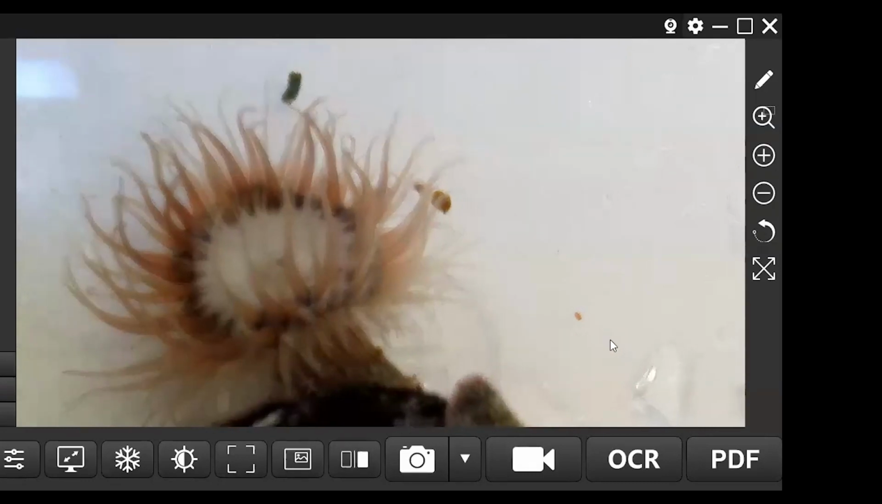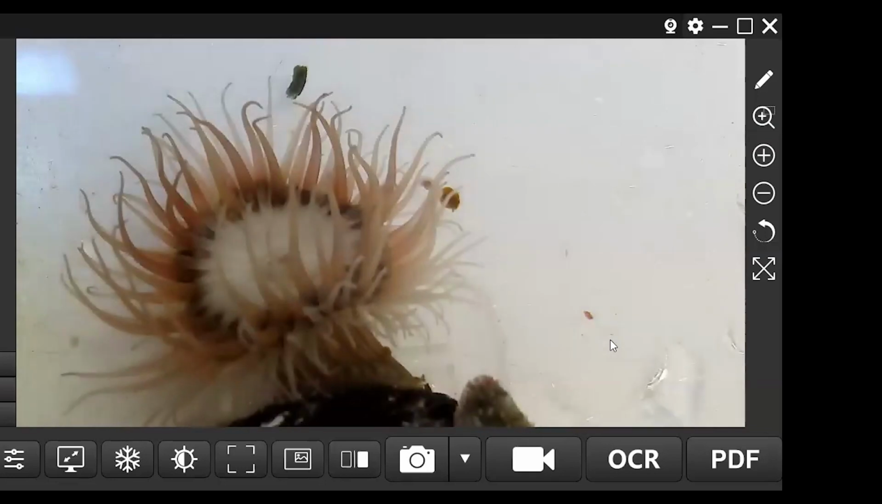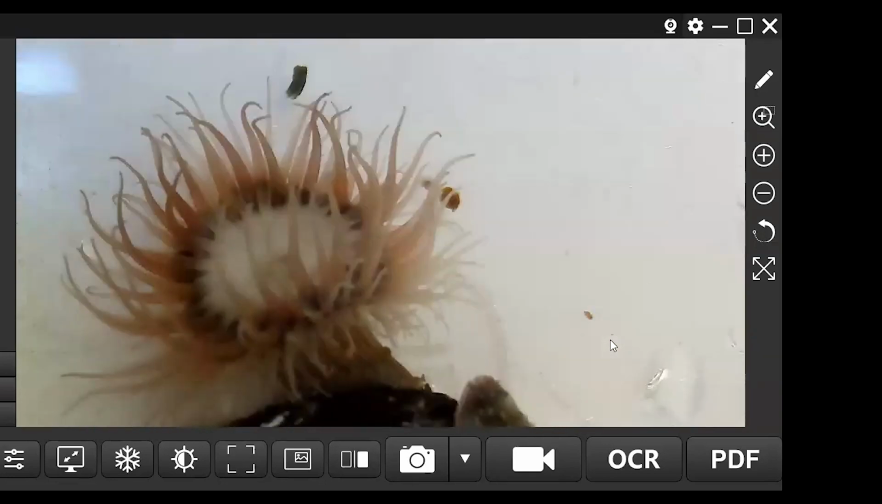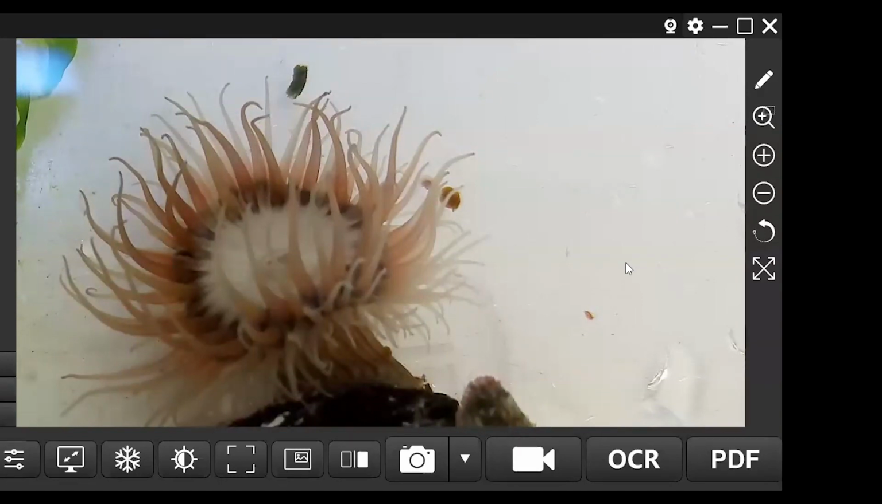You can see some things flitting around in the water. That's some food that I fed them a little bit earlier on. They're called brine shrimp. And if one comes a little bit too close to the tentacles, it will be paralyzed and then brought into the center and eaten and consumed alive.